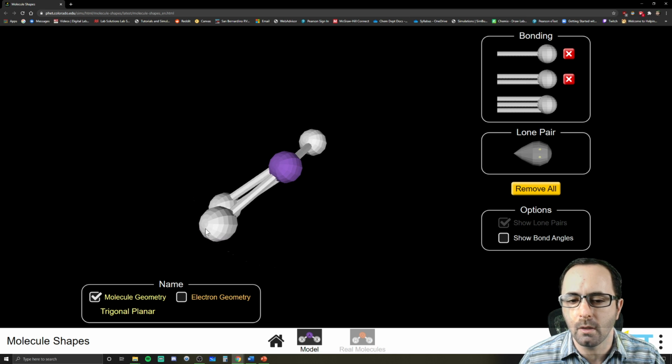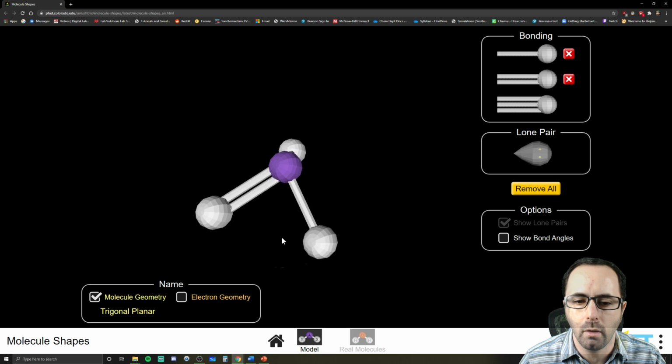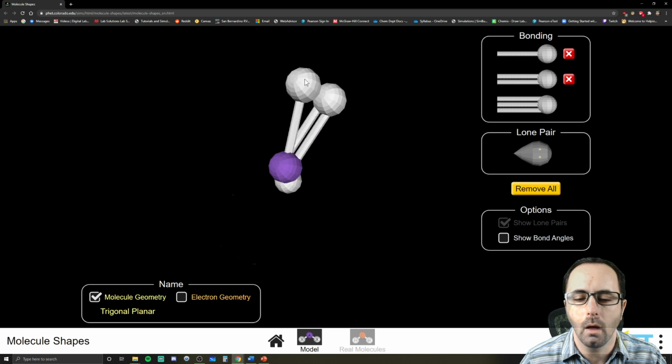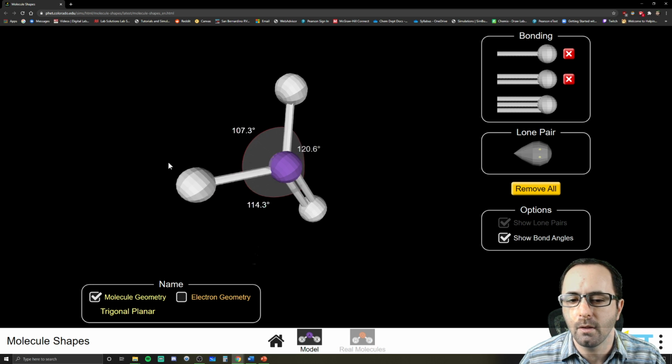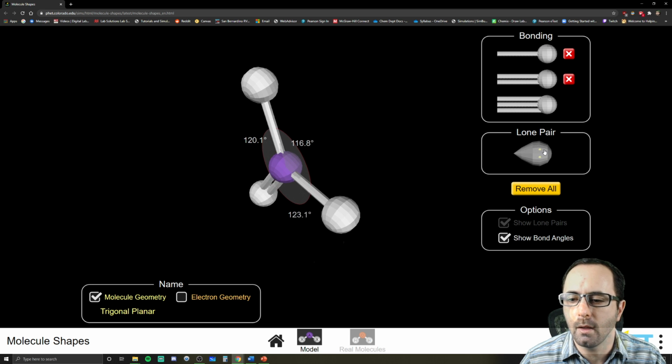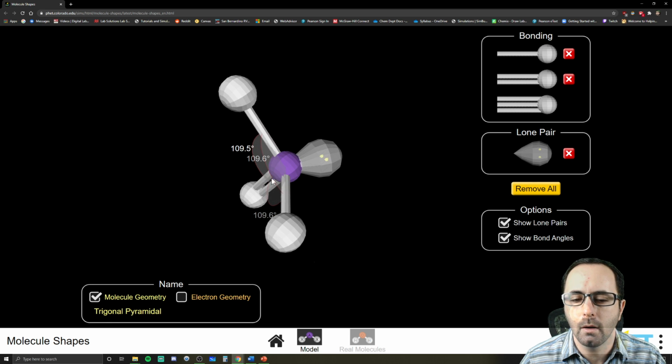Molecules are jiggling like this all the time. Real molecules are always jiggling and wiggling, but their average shape is like this because that allows these to be as far apart from one another as possible. You can also show bond angles here, so you can wiggle these around like this. You can throw in a lone pair.